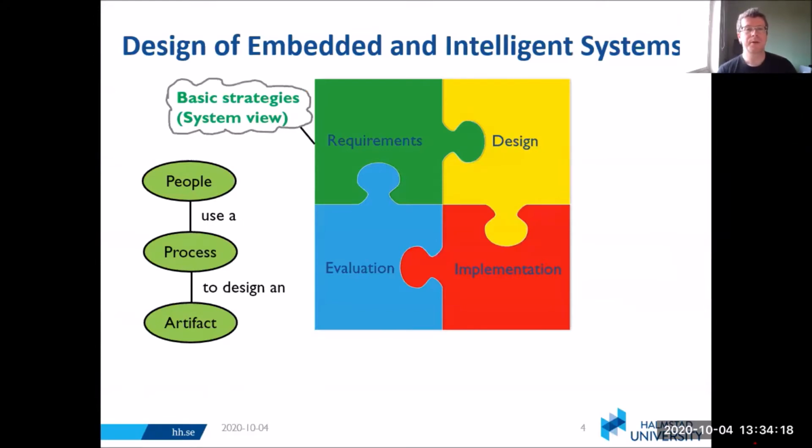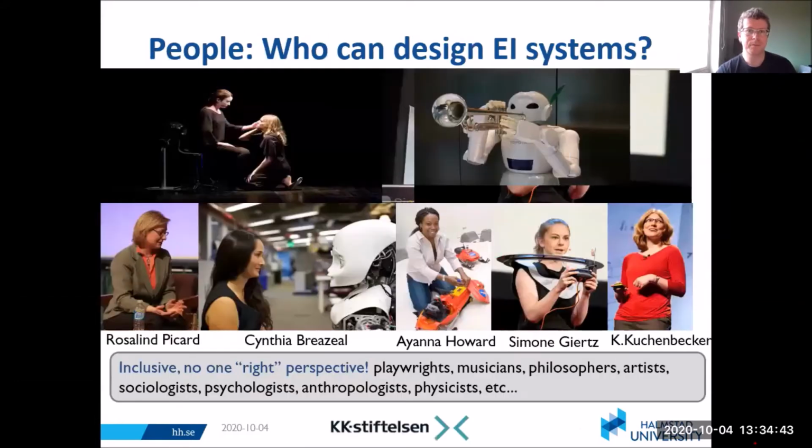So to get started, I've broken down the things that we're going to look at into three parts. Based on the idea that people use a design process to design some type of system, which I'm calling artifact here just because I don't want it to be confusing when we talk about system view. So I'll talk about people, processes, and artifacts.